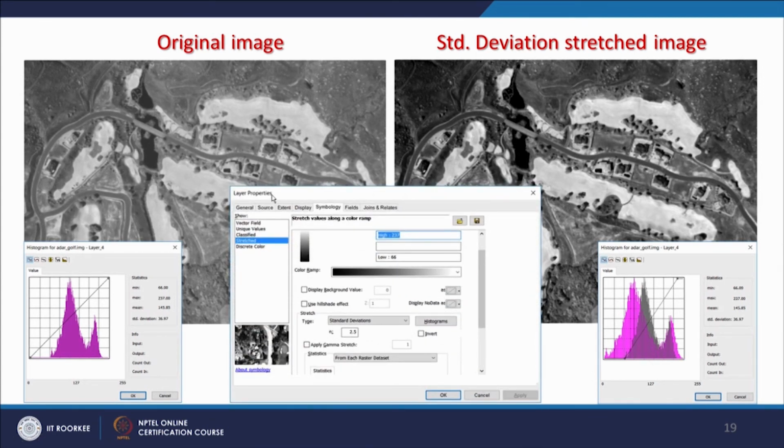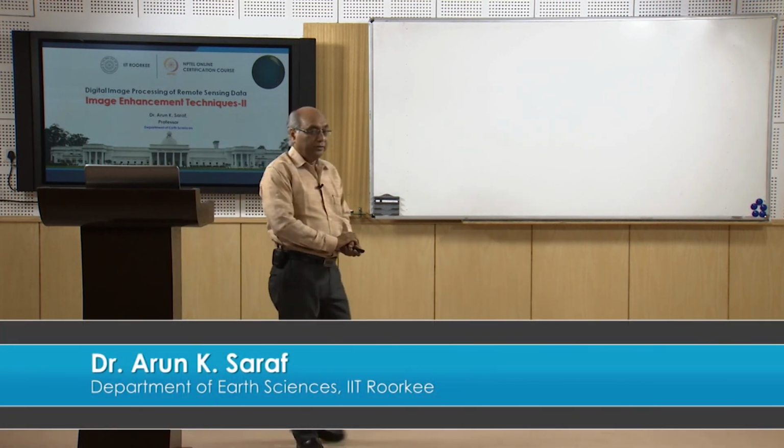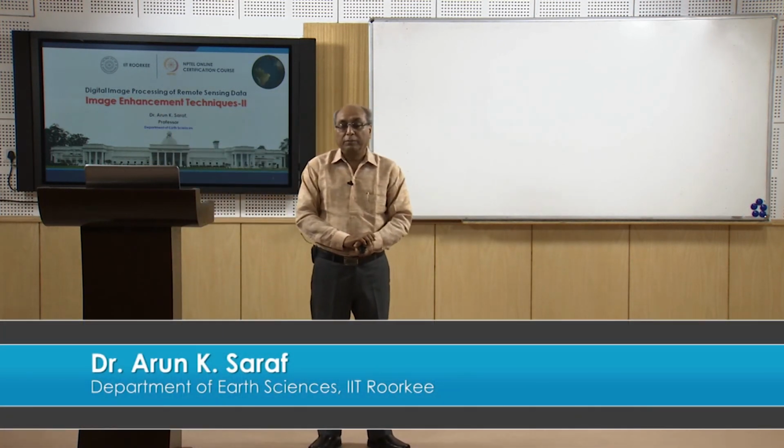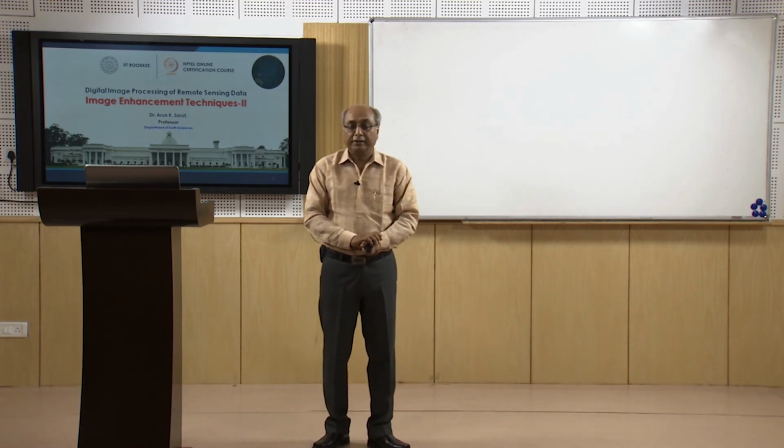In the example of ArcGIS, this is what you would choose, standard deviation, and here we are going for 2.5. So this brings us to the end of this enhancement part, which is the second part of digital image processing techniques. Thank you very much.